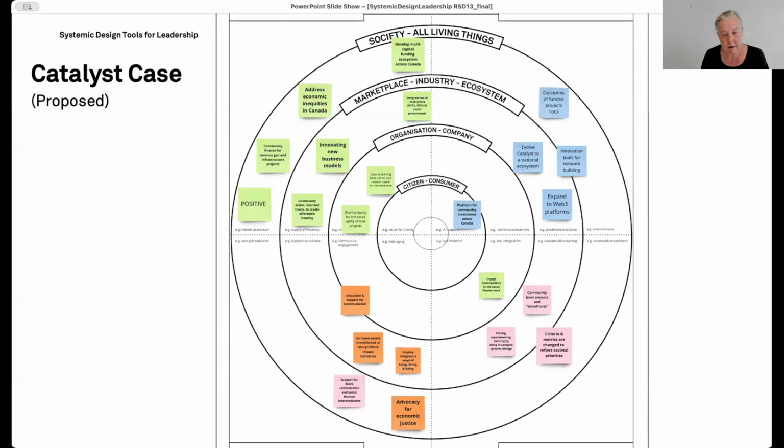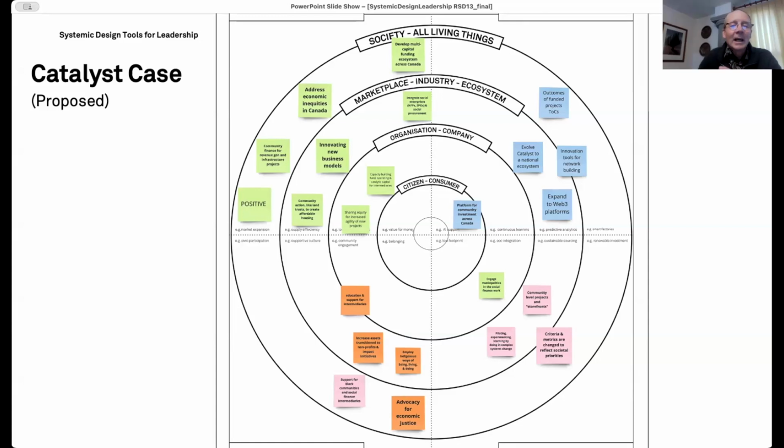And Peter, you did the exercise for the Catalyst, so maybe you can quickly talk us through the findings here. You are mute, Peter. Peter, you are still on mute.